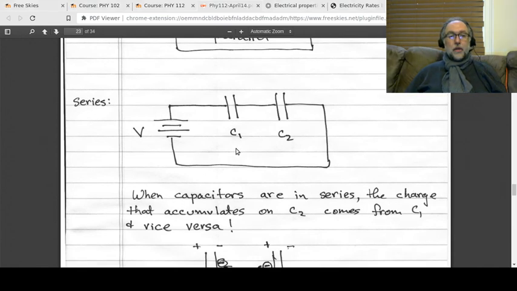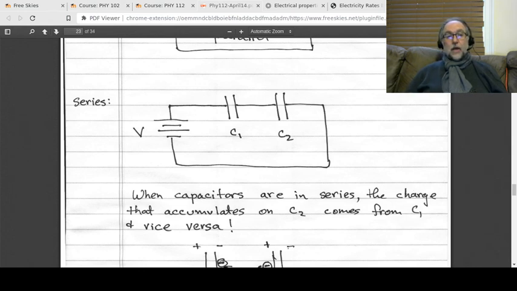Series. Here we go. We've got C1 and C2. They're in series. Now the voltage across each one of them is not the same. The voltage across both of them is V, but the voltage across C1 we can call V1, and the voltage across C2 we can call V2, and the total V is going to equal V1 plus V2.